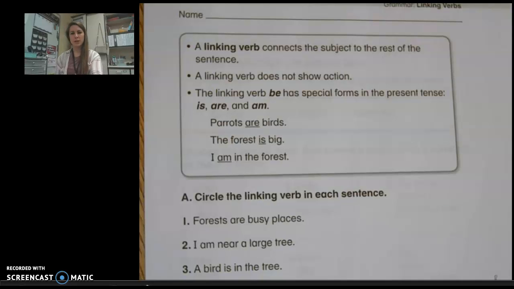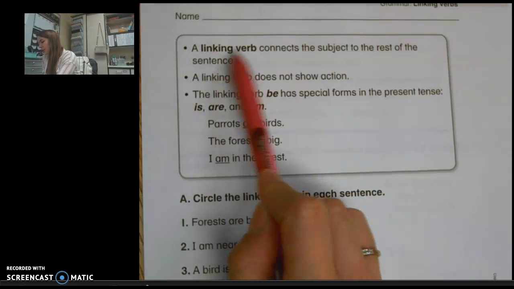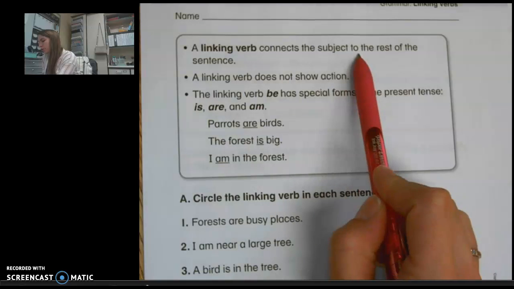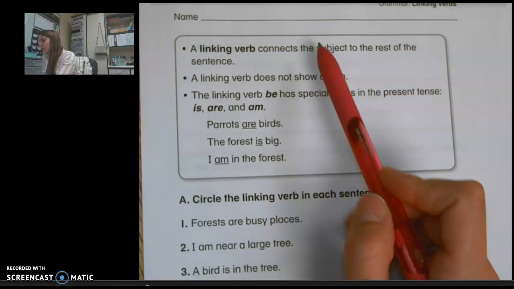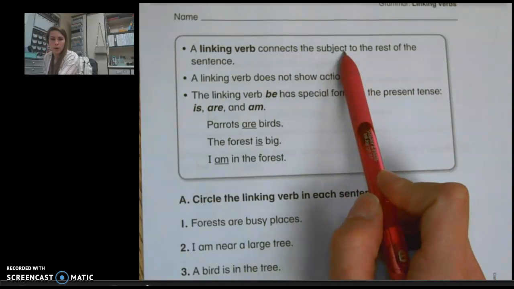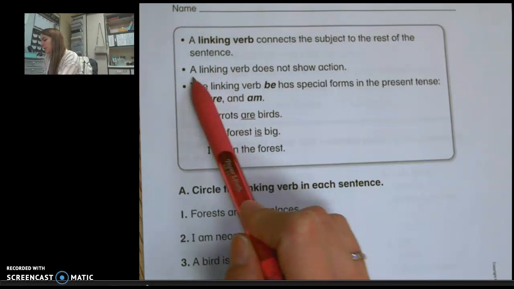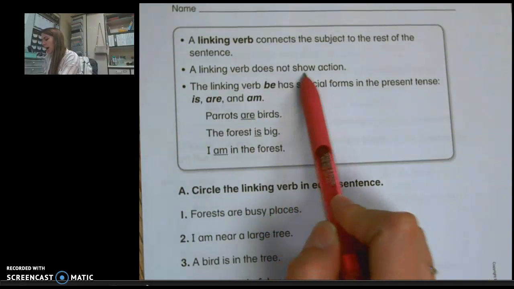Students, today in grammar, we are going to be looking at linking verbs. So as we read, a linking verb connects the subject to the rest of the sentence. And remember, a subject is who or what the sentence is about. A linking verb does not show action.